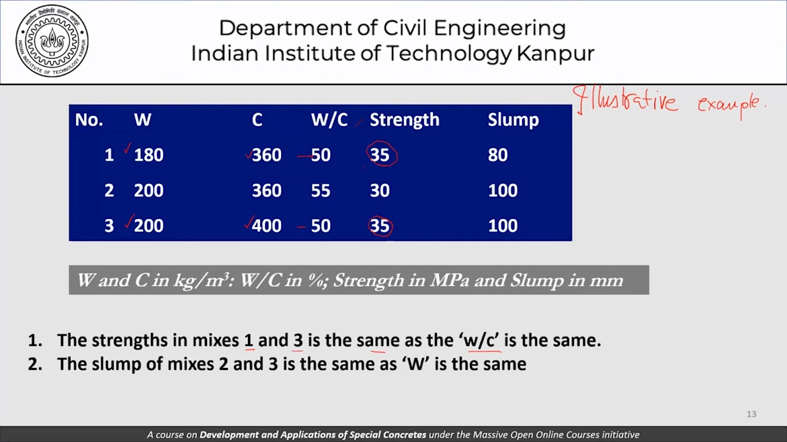The second conclusion: the slump of mixes 2 and 3 is the same as the water content is the same. If we look at 2 and 3, both of them have 200 kgs as a unit content of water, and therefore the slump is the same. Don't care about the values 100 or 95 and so on. The principle is that since the water content is the same, the slump will be the same.